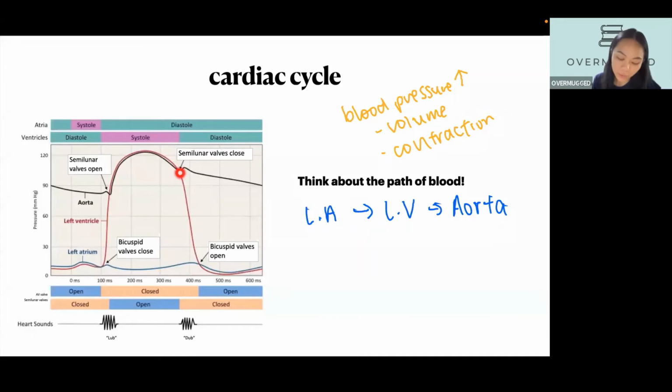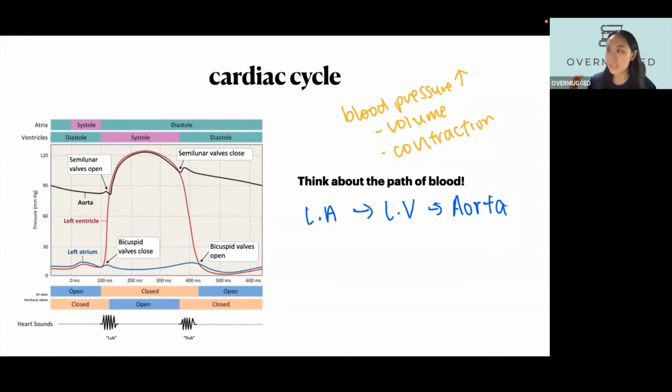So after the semilunar valve closes, the ventricle relaxes all the way. Therefore, the pressure drops down super low. And then it goes lower than the atrium. In other words, the blood pressure in the atrium is higher than the left ventricle. So these directions become natural again. And we open up the bicuspid valve. Right, so that is your step-by-step of what is happening in the path of blood.